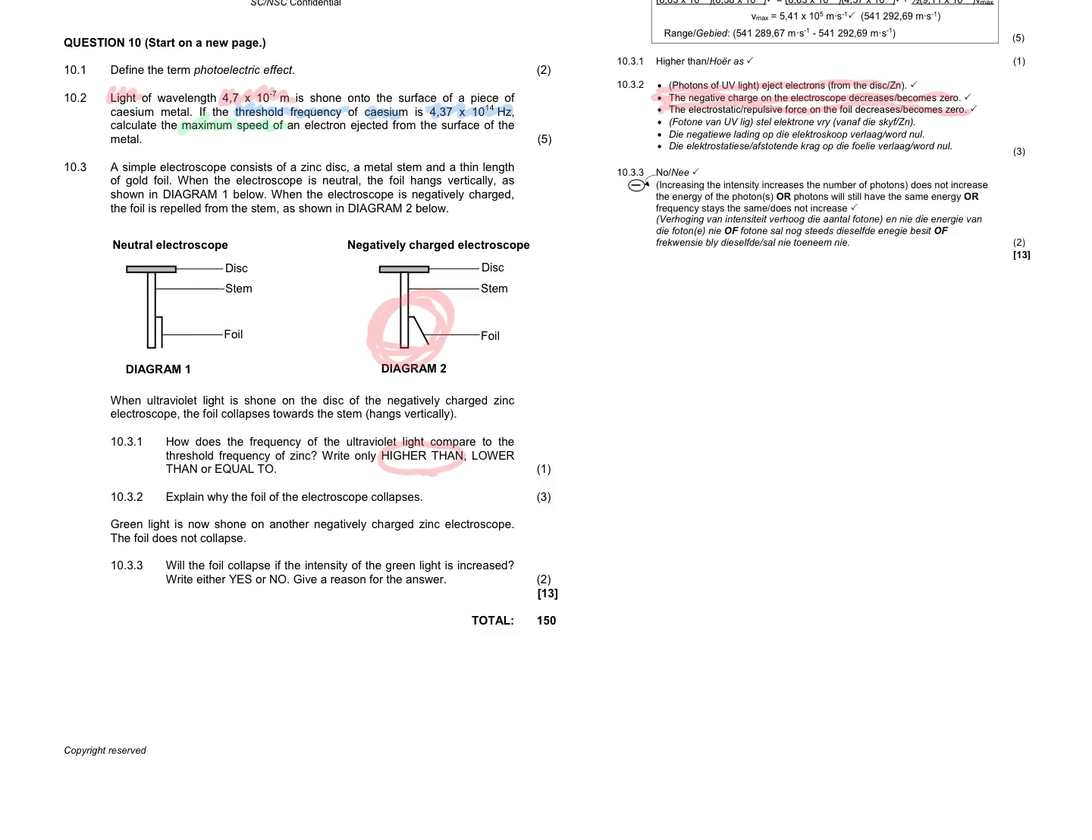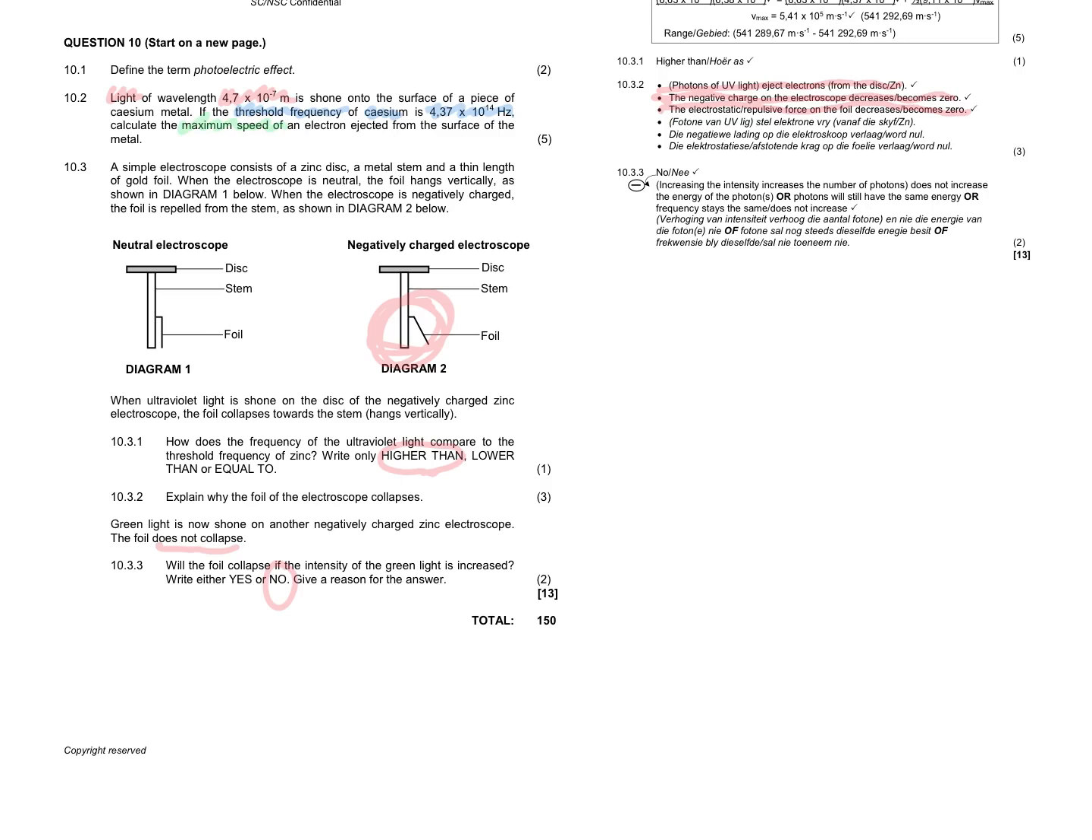Then they say green light is now shone on another negatively charged zinc electroscope, and the foil does not collapse. Will the foil collapse if the intensity is increased? It will not. Intensity will increase the current if current is happening. The foil does not collapse because the energy is not enough. If you increase the intensity, you do not change the energy.